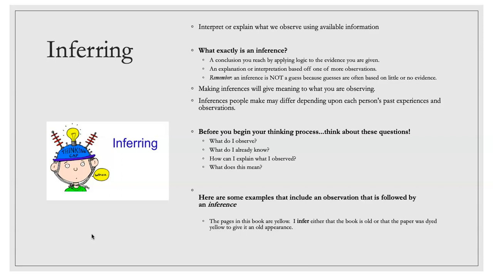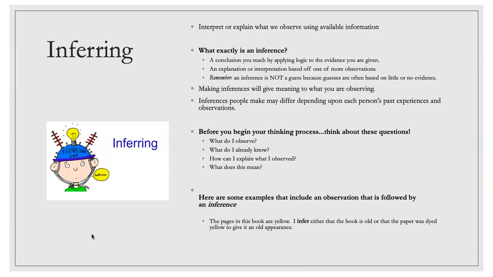Inferences people make may differ depending on each person's past experiences and observations. So, for example, some students might think that hoverboards are a lot of fun because of their past experiences, and they think that everyone should have one. But then other students, they may have broken their elbows on that same hoverboard, and they might not like those toys at all.